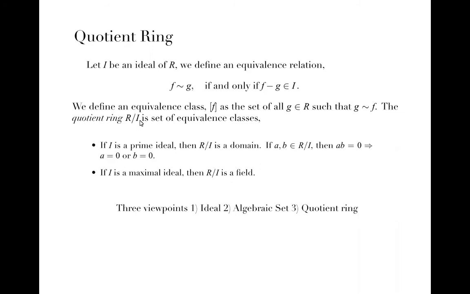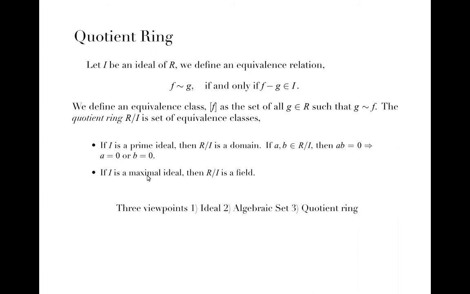Sometimes we use the viewpoint of the ideal, sometimes the viewpoint of the algebraic set, the geometrical viewpoint, and sometimes the quotient ring. In the quotient ring, you can check some algebra book: if I is a prime ideal, then this quotient ring is a domain. There are no non-trivial zero divisors in this quotient ring. If A and B are in this quotient ring and AB equals 0, that means A is 0 or B equals 0.